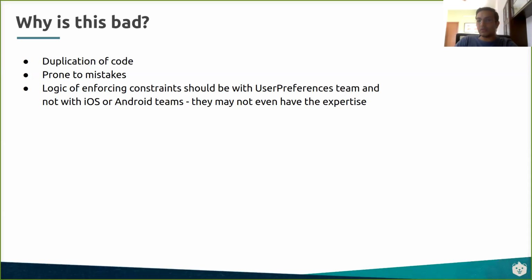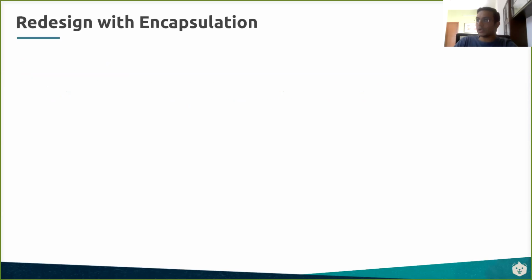Because any validation that is happening with respect to user preferences should happen within a module which is handling user preferences, not within a module which is handling the iOS requests, Android requests, or web requests. They should not be in charge of handling any of the user preference data. All they should be doing is invoking a method where this validation can happen in one place, correct?